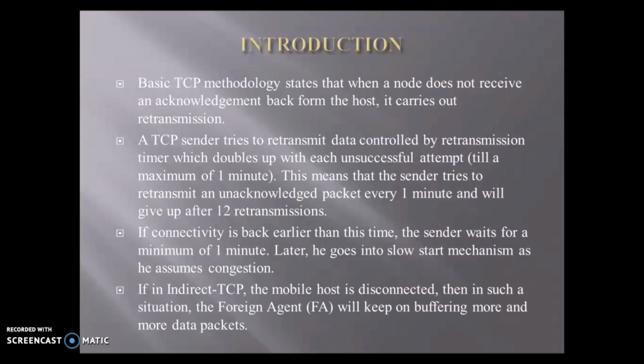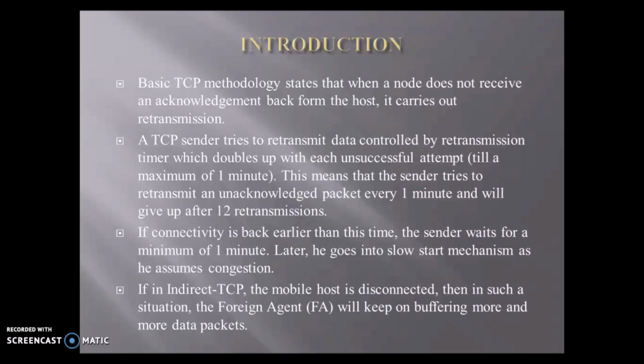A TCP sender tries to retransmit data controlled by a retransmission timer, which doubles with each unsuccessful attempt up to a maximum of 1 minute. This means that the sender tries to retransmit an unacknowledged packet every 1 minute and will give up after 12 retransmissions. If connectivity is back earlier than this time, then the sender waits for a minimum of 1 minute. Later, it goes into slow start mechanism as it assumes that there is congestion.